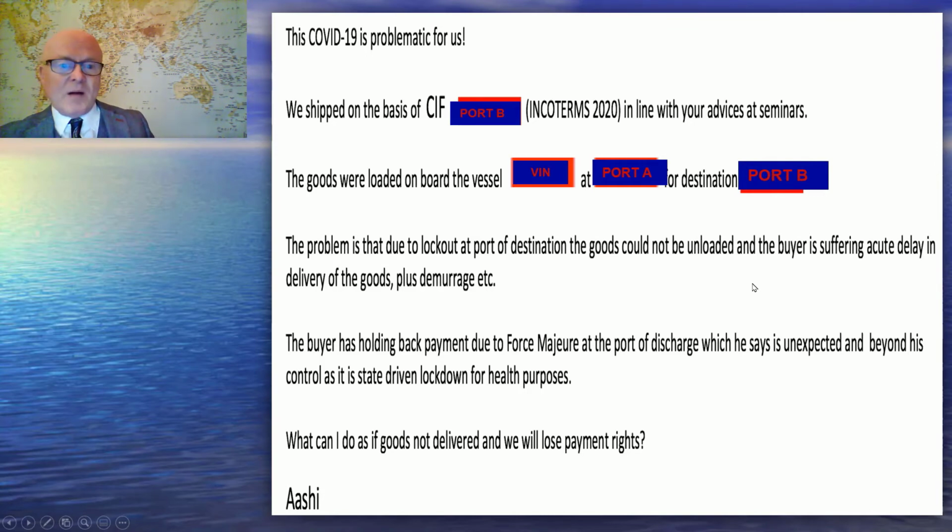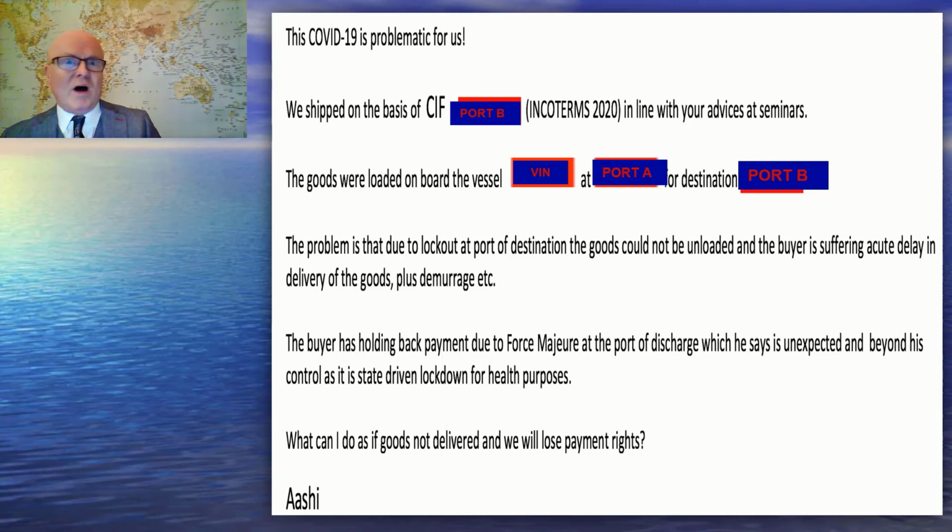What's the problem? The problem is that due to lockout, or should that be lockdown, at the port of destination, the goods could not be unloaded and the buyer is suffering acute delay in delivery of goods plus demurrage charges. Demurrage charges at the port of discharge because goods are not moving on. The buyer, so Ashi has a problem. The buyer is holding back payment due to force majeure at the port of discharge, which the buyer says is unexpected and beyond his control as it is a state-driven lockdown for health purposes.